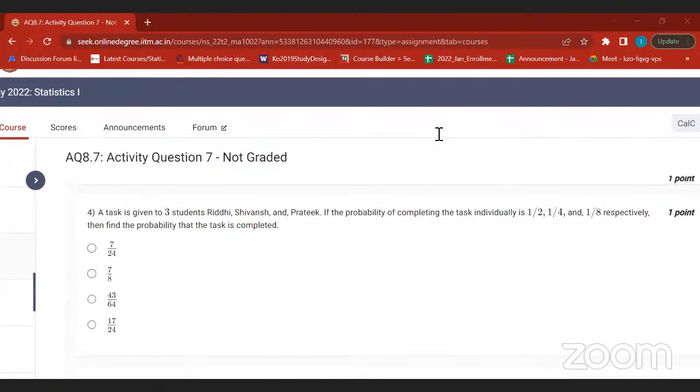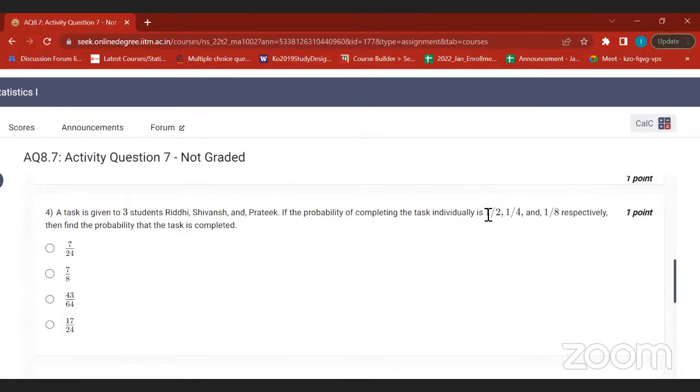Let's start with this. So that task is given to 3 students, Riddhi, Shivansh, and Prateek. Task individually is this. You find the project, task is completed. Okay, how did you approach this one? I did it the same way, like one student will complete the task at least one. So there are 3 ways one student can complete. So in that way of understanding I did it, but you clearly said you don't have to choose a student, but I didn't get that. Okay, see, I have given the task to 3 students, right?